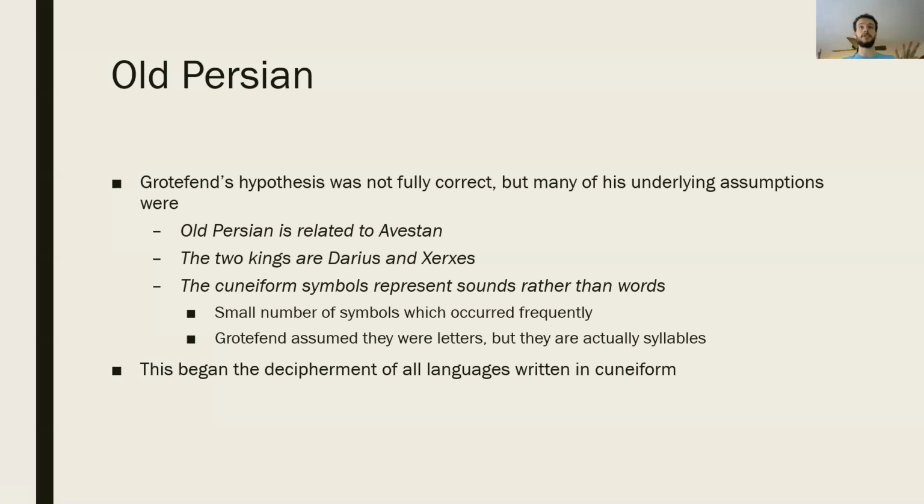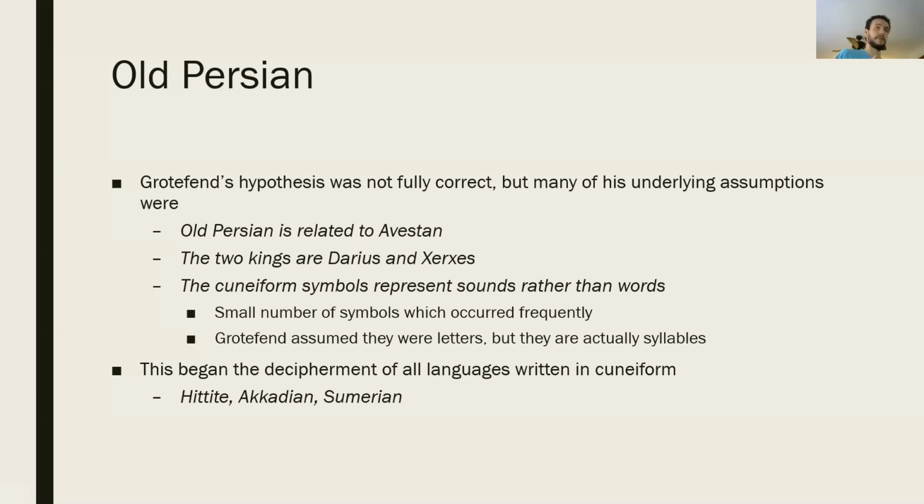But what's really important about the decipherment of Old Persian is that it began the process of decipherment of all the other languages which are written in cuneiform. And these languages are very different from each other typologically. So the decipherment of Old Persian was really the key that allowed these other languages to be deciphered. So they all represent sounds in the same way.